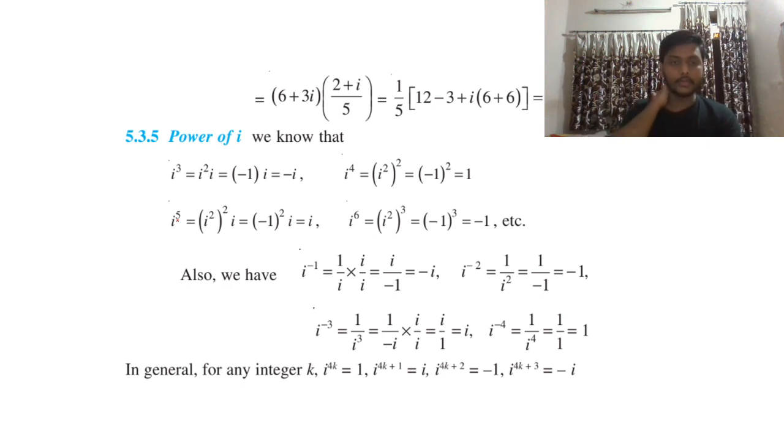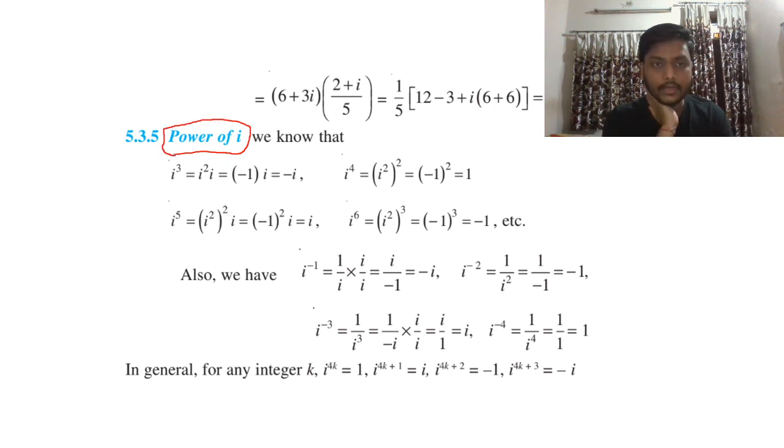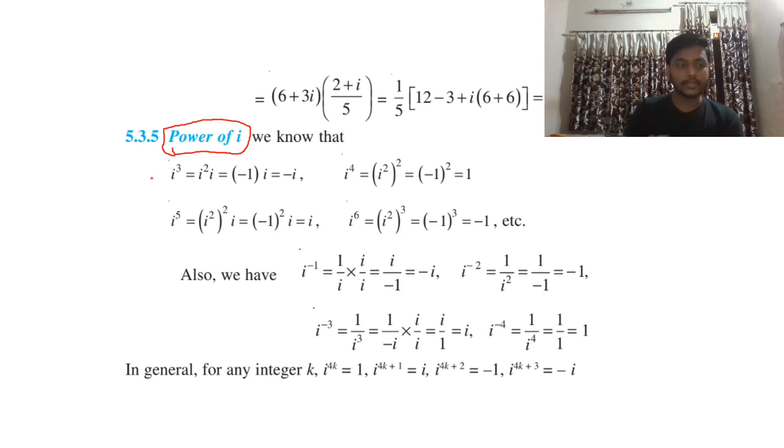Okay, so we're going to talk about this now. When I'm saying power of iota, what do I mean by this? As I told you, iota is root of -1. We discussed that. And when I'm saying iota square, iota square is equal to root of -1 whole square, that is -1.